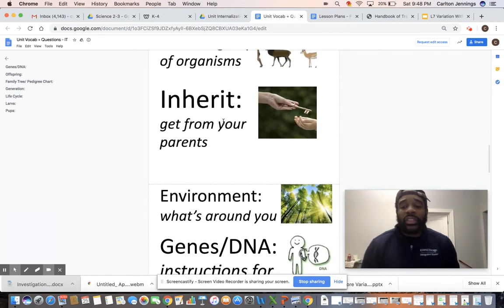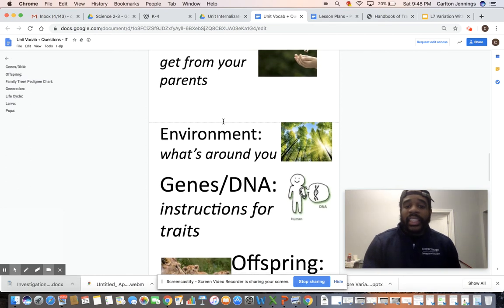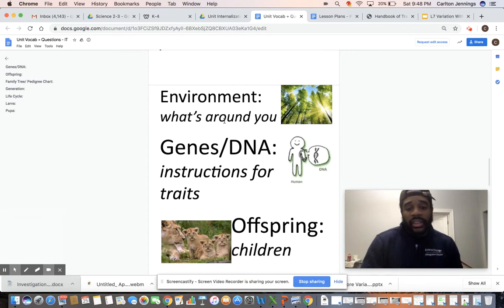Environment. Environment is what is around you. Genes or DNA. These are instructions for traits. So we have genes and DNA inside of our body that make us who we are, that make our face look the way it looks, make our voice sound the way it sounds, make us taller, make us shorter, make us who we are, and our parents' DNA combined to make us.